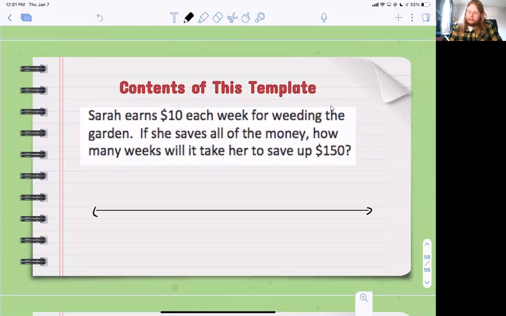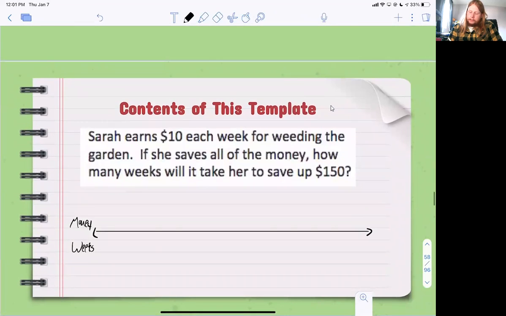Okay, so this is going to be a double number line where we're going to draw both values on top and the bottom so we can see what we need. So the bottom, we're going to have weeks, and the top, we're going to have money. So on the first week, she made $10, right? And we're going to keep going up. On the second week, now she has $20. On the third week, she has $40. Oh, sorry, no, she has 30.